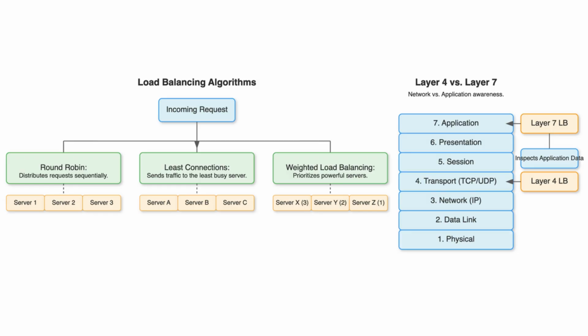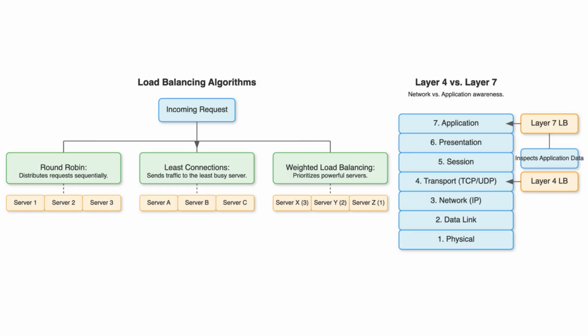Beyond algorithms, load balancers operate at different layers of the network stack. Layer 4 load balancers operate at the transport layer, forwarding traffic based on IP addresses and ports. They're fast and efficient, but dumb about application content. Layer 7 load balancers, conversely, operate at the application layer. They can inspect HTTP headers, cookies, and even URL paths, allowing for much more sophisticated routing decisions like directing requests for images to a specific set of servers or implementing A/B testing. Choosing the right algorithm and layer depends entirely on your application's specific needs and traffic patterns.